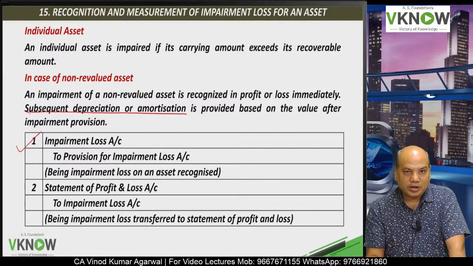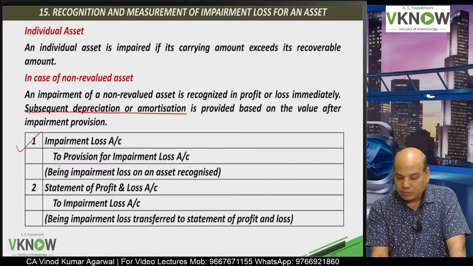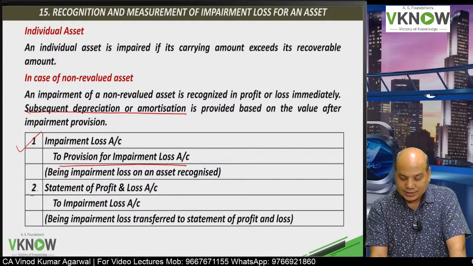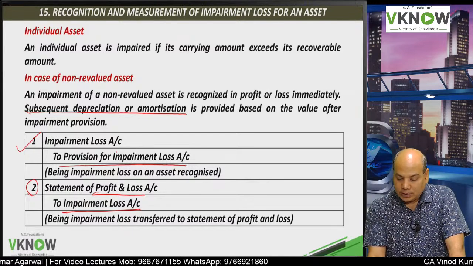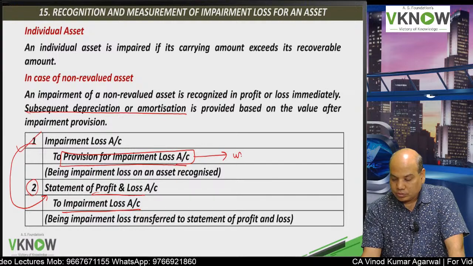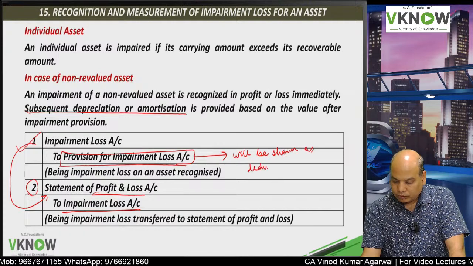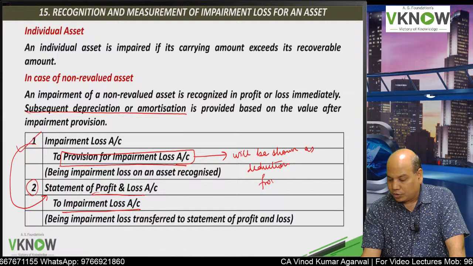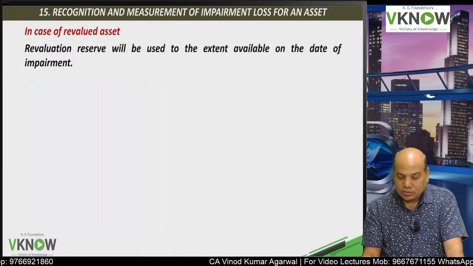Then we have the accounting entry. Two entries will pass. Entry 1: impairment loss account debit to provision for impairment loss. And second entry: P&L account debit to impairment loss. Impairment loss will be closed by transferring to P&L account, but provision for impairment loss will be shown as a deduction from the asset in the balance sheet.